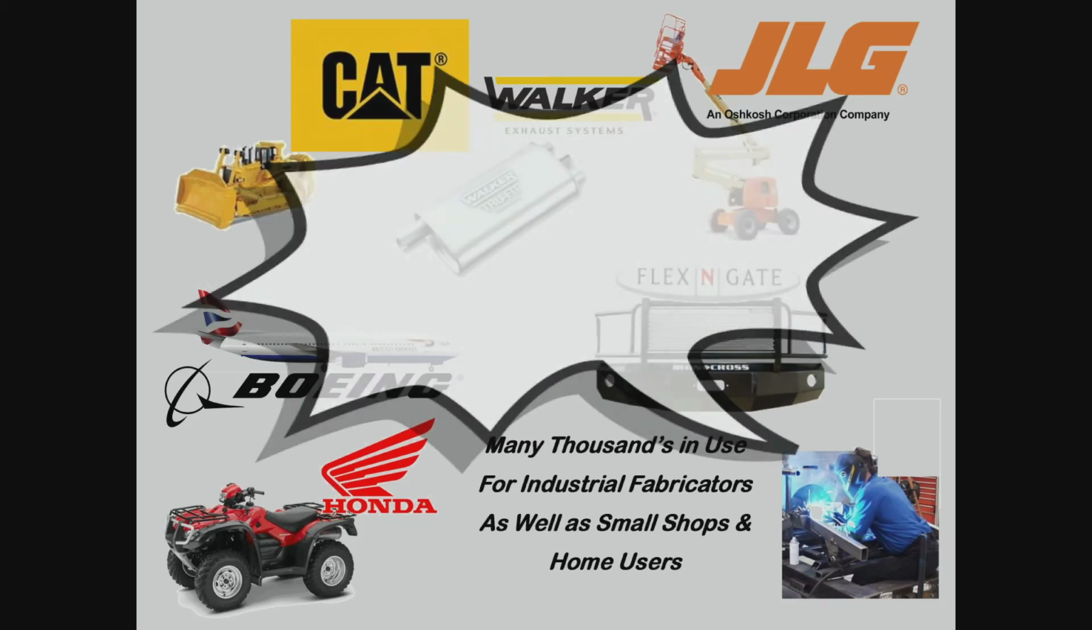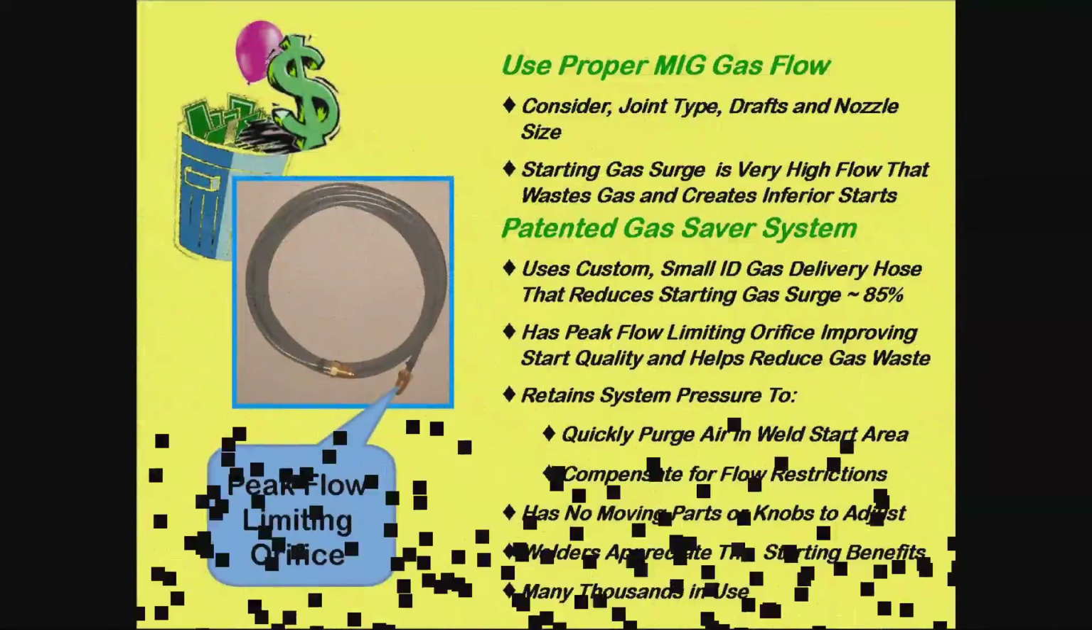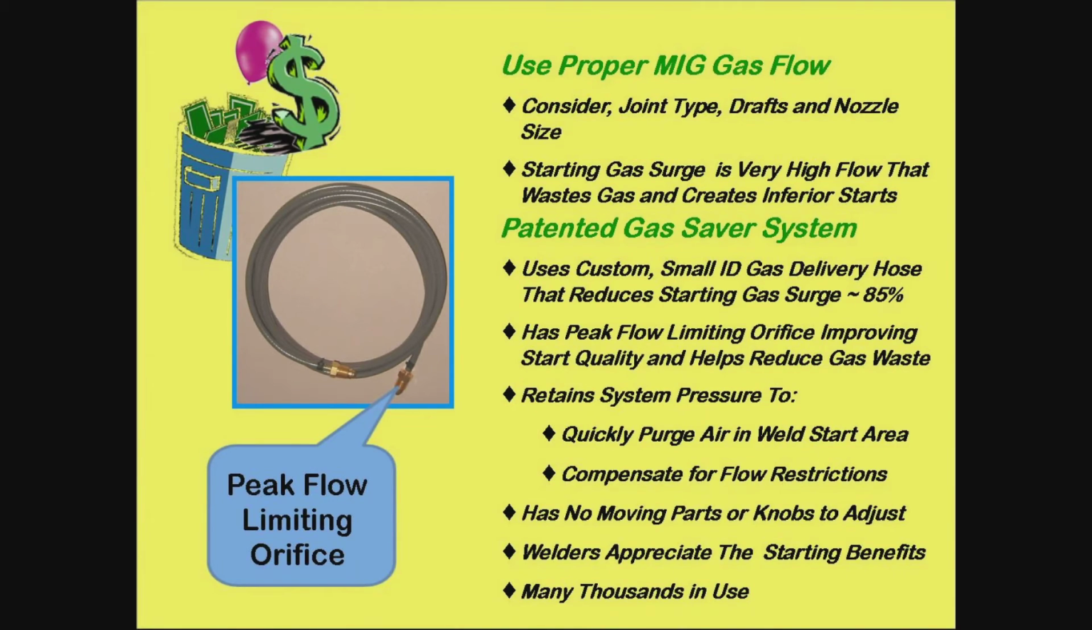In summary, use proper gas flow rates. Consider joint type, draft conditions, and nozzle size. The excess very high gas flow surge at each weld start pulls air into the shielding gas stream, creating weld problems and gas waste. Our patented Gas Saver System uses a small ID gas hose and peak flow control orifice to reduce starting gas surge by 85%. It retains pressure to quickly purge the weld start area of air and to maintain set flow while welding.